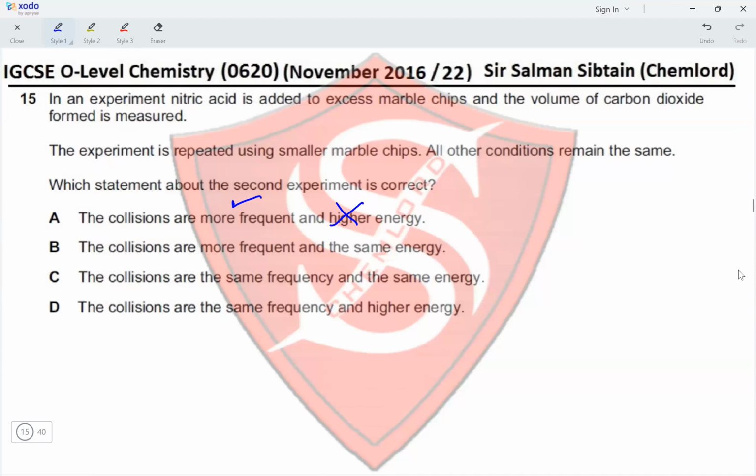So B says collisions are more frequent and the same energy. This is correct, because there is no change in energy if the size of the marble chips is decreased. The collisions are the same? No, they are not the same. They are more frequent and the same energy. The collisions are more frequent and higher energy? No, it will have the same energy. Therefore, the correct option for this question is option B.